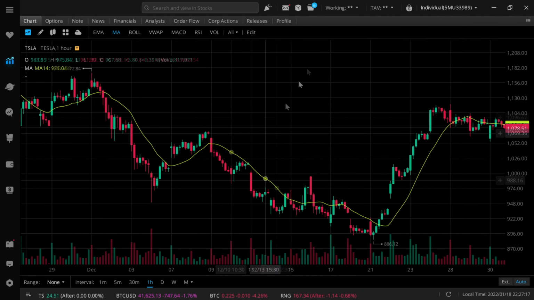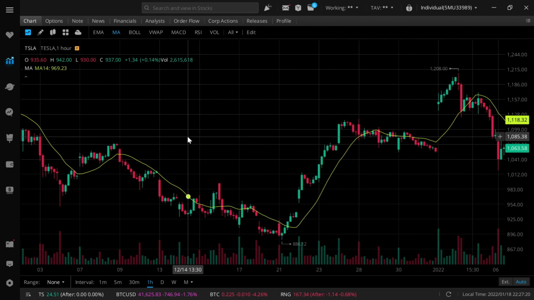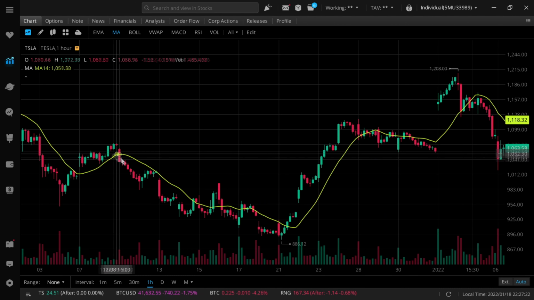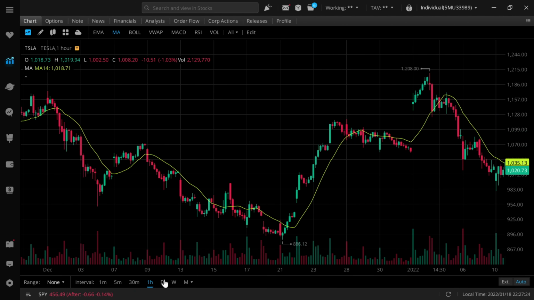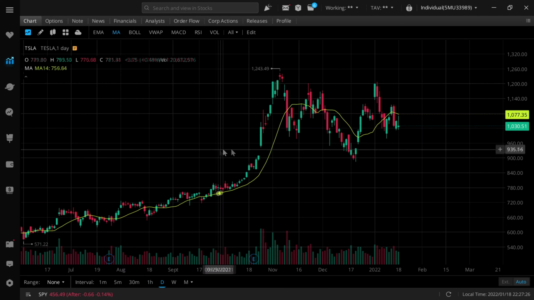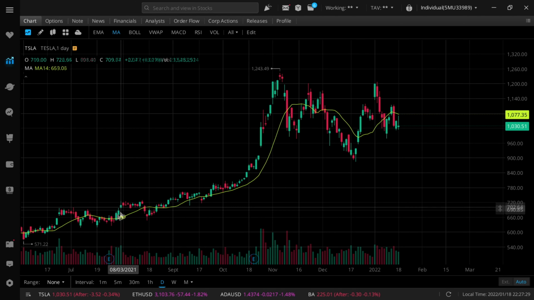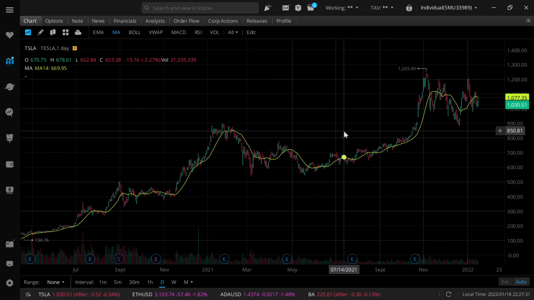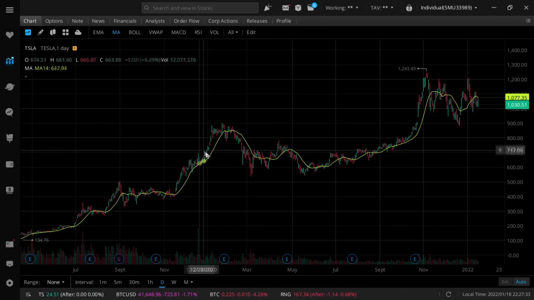Whereas if we move into the 1 hour chart, now each candle represents 1 hour. It's going to be taking 14 hours of data and then creating a trend. Or we can move into the day, where each of the 14 candles represents a day, and it's taking that and creating a trend. So if we scroll out, we can see the whole thing. It's just creating the entire thing.